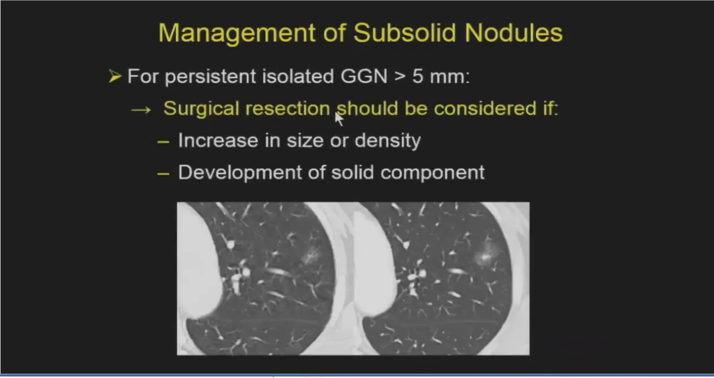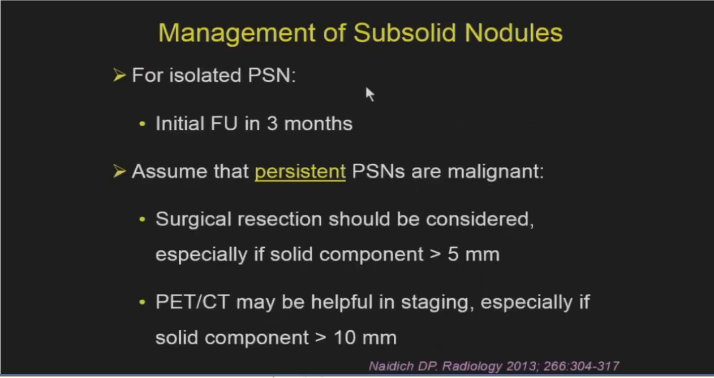If we're following the ground glass nodule and there is an increase in size or density, or development of a new solid component, then resection should be considered. For part solid nodules, we tend to be more aggressive because the solid component might represent an area of stromal invasion, so we're more cautious and more aggressive with these lesions. We also do initial follow-up in 3 months, but if they persist, we should consider these lesions for resection.